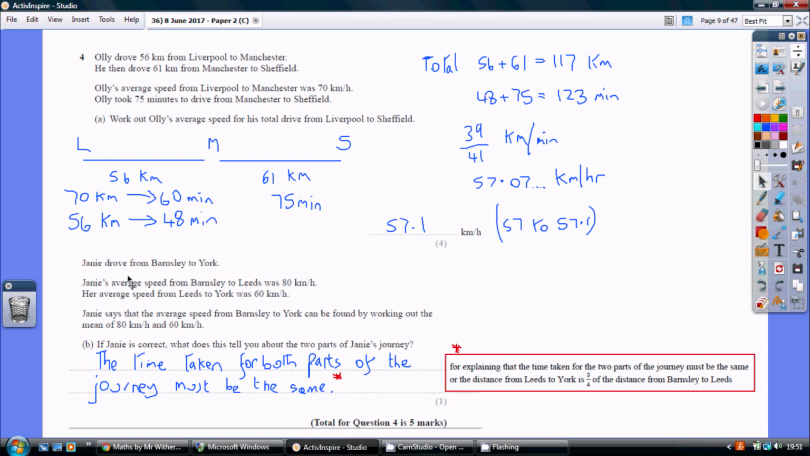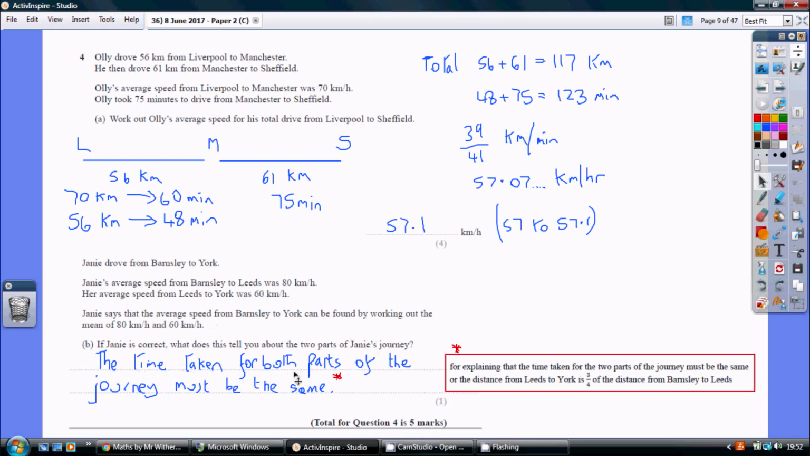Now for part B, we're told Janie says that the average speed from Barnsley to York can be found by working out the mean of 80 kilometres and 60 kilometres. Well, that's only going to apply if the time taken for both parts of the journey must be the same. That's the obvious answer. Okay, so in order for this to be the case, it's not the distance travelled being the same, because it's travelling at a different rate. What needs to be the same is the time taken for both parts of the journey.